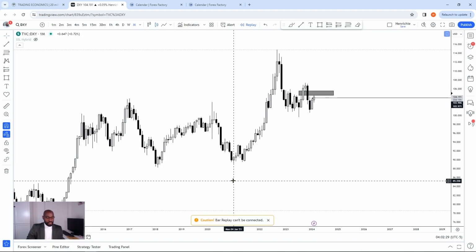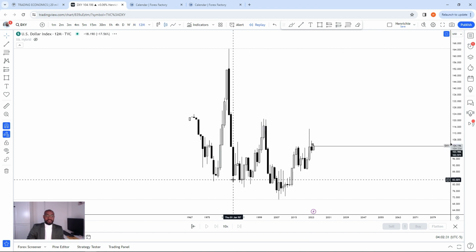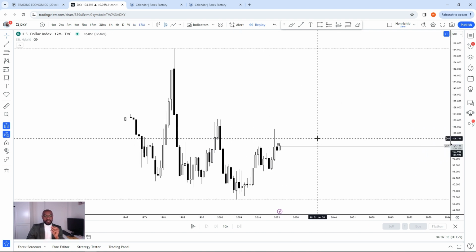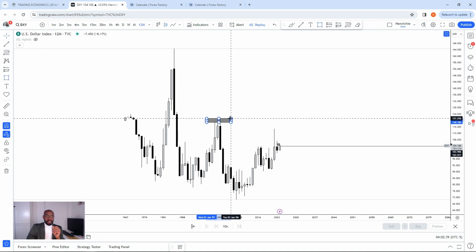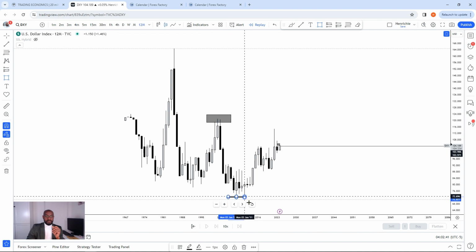So the first thing we're going to do is look at the 12-month time frame on the dollar to see what the dollar is doing. And right here on the dollar, you can see we have this swing high and this swing low.